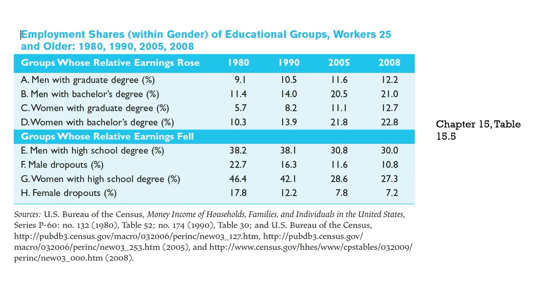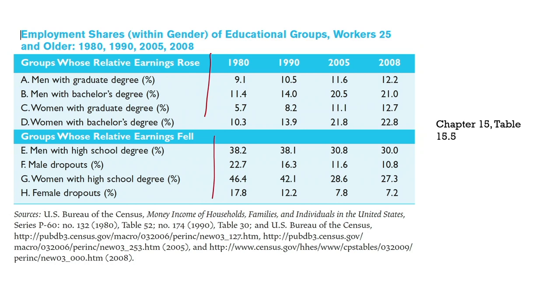Now, let us move to this third table here. This table shows the employment shares within gender for different education groups among workers aged 25 and older from 1980 to 2008. And this table is divided into groups whose relative earnings rose and whose relative earnings fell. So, this is the group whose relative earnings rose, and this is the group whose relative earnings fell.